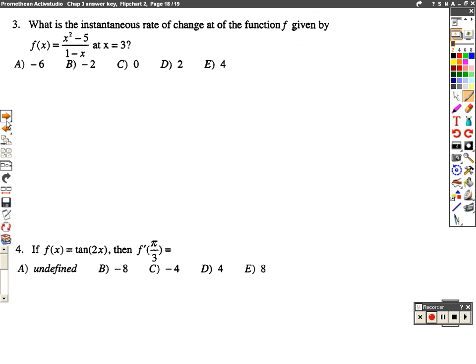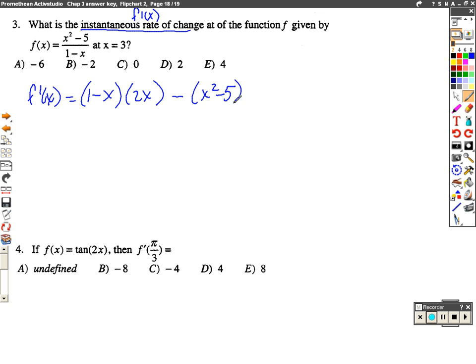Alright, next one. What's the instantaneous rate of change of a function? If you'll remember, instantaneous rate of change is just the same thing as f prime of x. So we want to know f prime of x when x equals 3. Let's do a quotient rule to get f prime of x. It's 1 minus x, below, times the derivative of the top, which is 2x, minus the top, x squared minus 5, times the derivative of the bottom, which is actually negative 1, over the bottom squared.